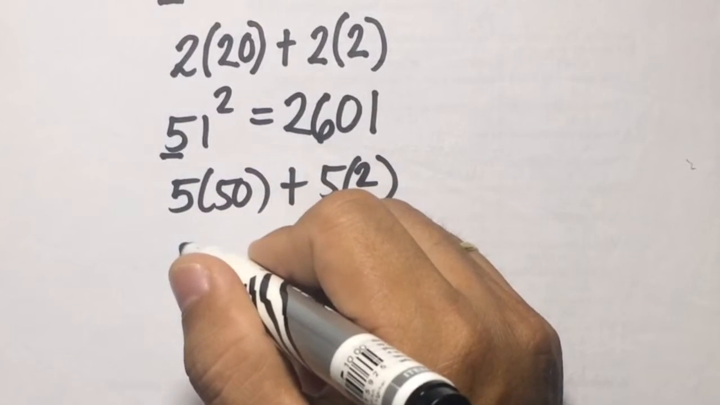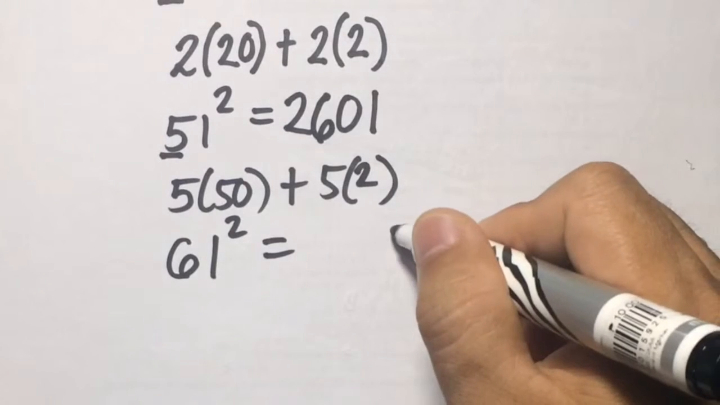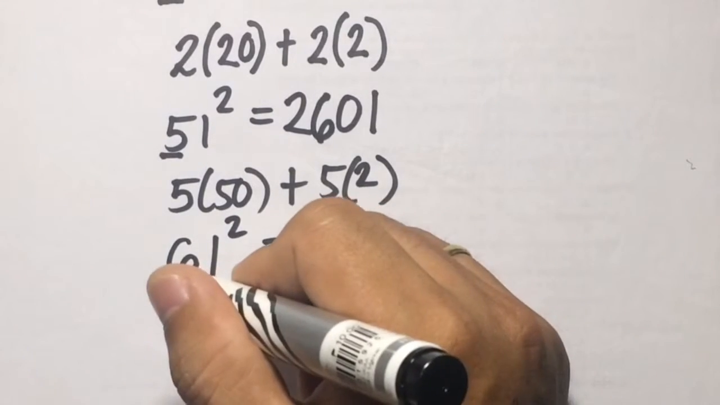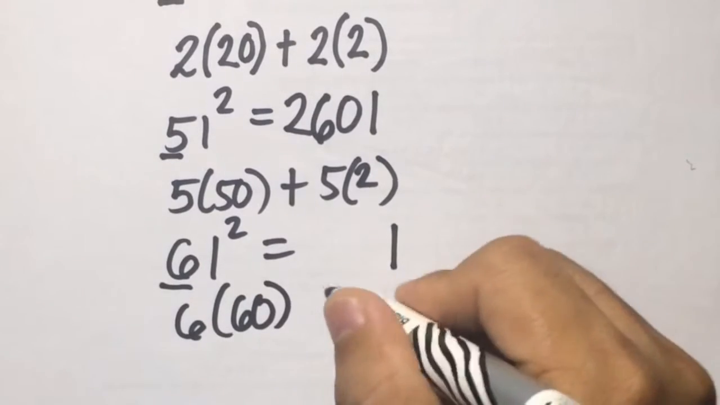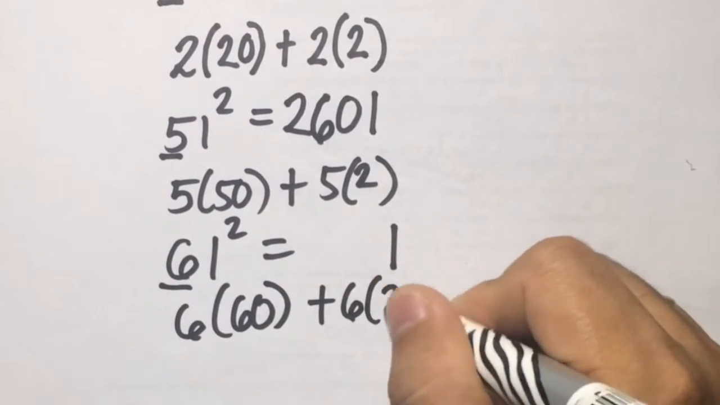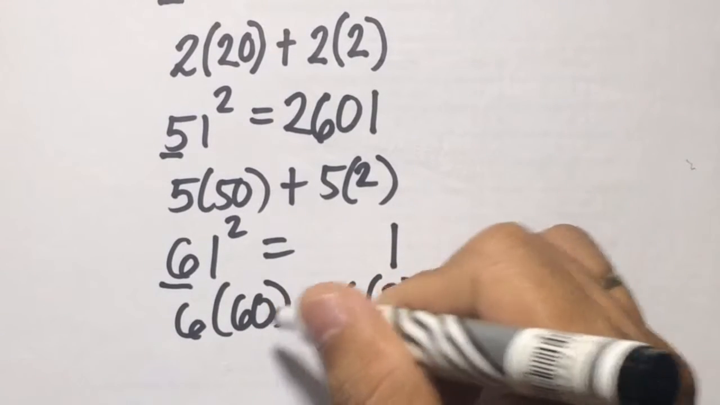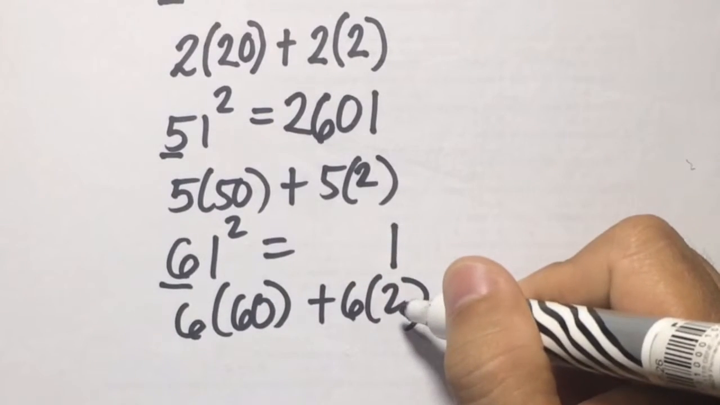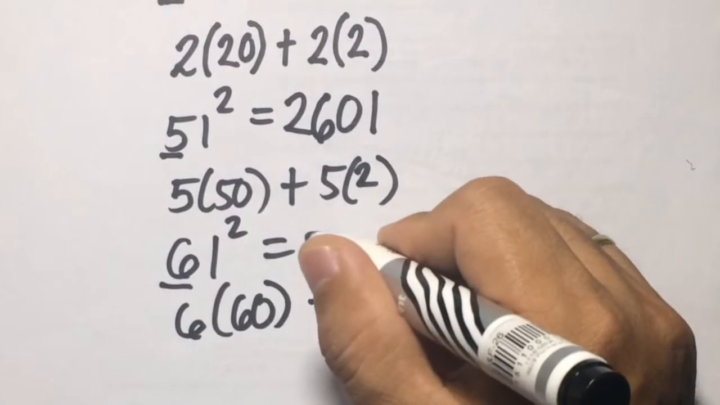Let's have 61 squared. So the last digit will be 1. Then the first digit here is 6. So 6 times 60, then plus 6 times 2. 6 times 60 is 360. Then 6 times 2 is 12. So 360 plus 12 will be 372.